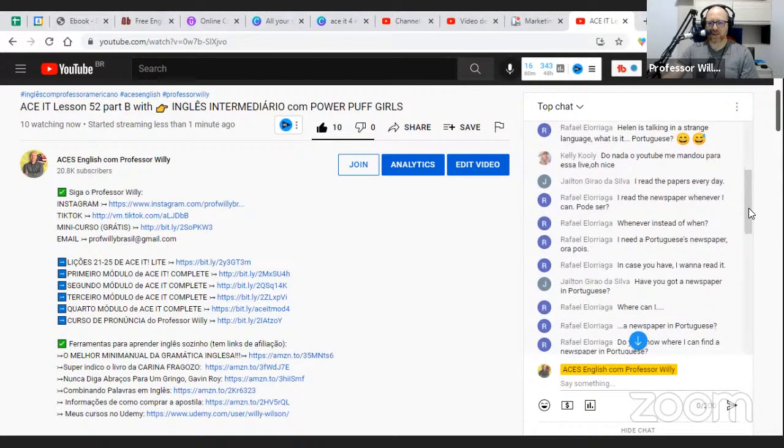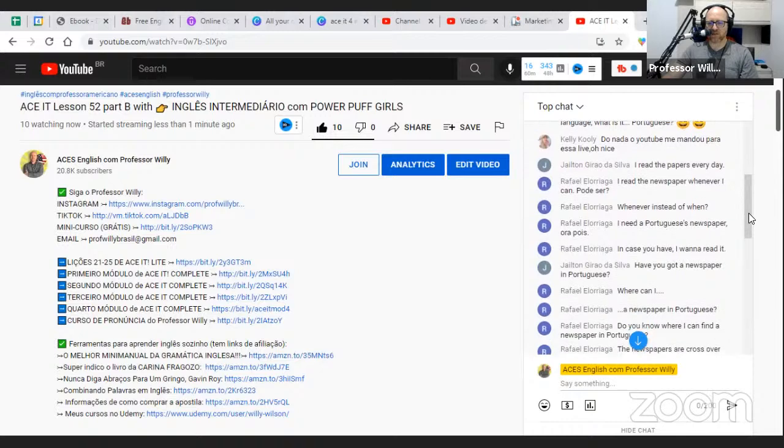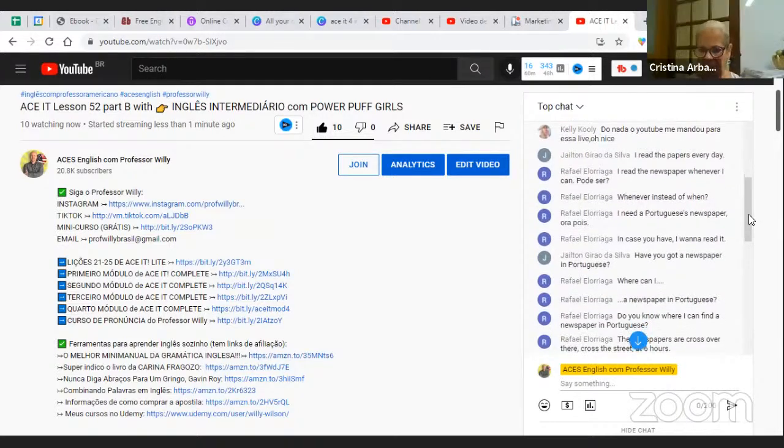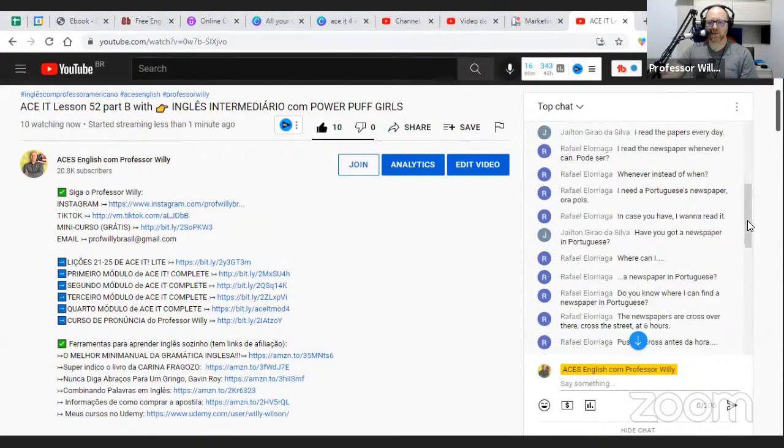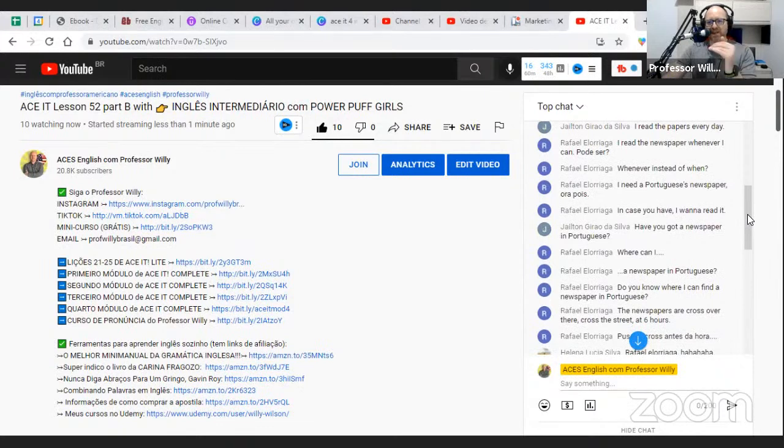I read the papers every day. I read the newspaper whenever I can. Sure. Quando eu puder, that works. Whenever instead of when. Yeah, whenever, em qualquer oportunidade, that works. Okay. So be careful, I need a Portuguese's newspaper. It would be owned by a Portuguese person. So that sounds weird if it's already owned by somebody else, because you have the apostrophe S, then that's possessive and it's not an adjective.